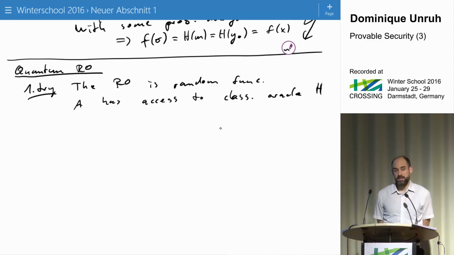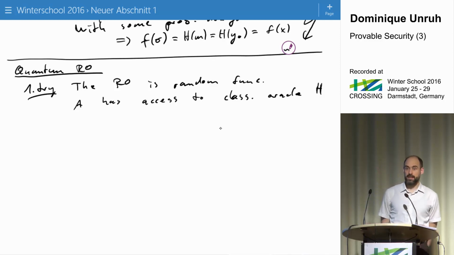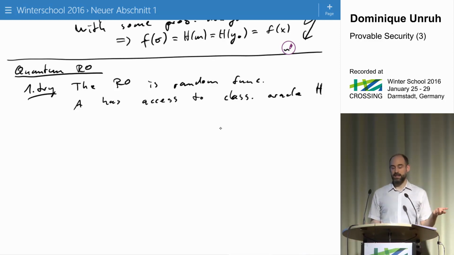Now, I'm mentioning it not because that's what we will do, but because it's a bad idea. Why is it a bad idea? The thing is that in the real world, where we use a hash function, the adversary can compute the hash function in superposition on many inputs. So you could, for example, run a Grover search on the hash function, that's probably the best example. So he will actually reduce his runtime by a square root factor because he has superposition access.